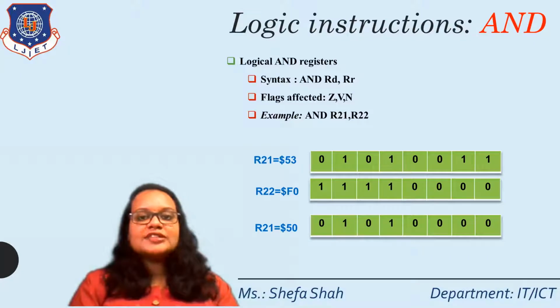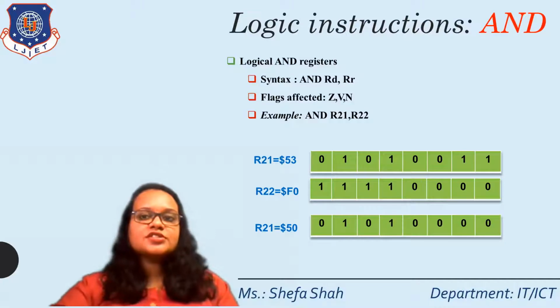After the execution of this instruction, the logical AND operation is performed and the result is stored in the destination register, which is R21 in our case. So R21 will have data 50H after this operation. Clear?